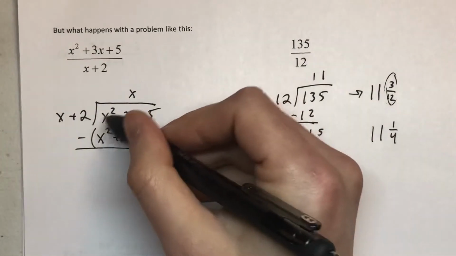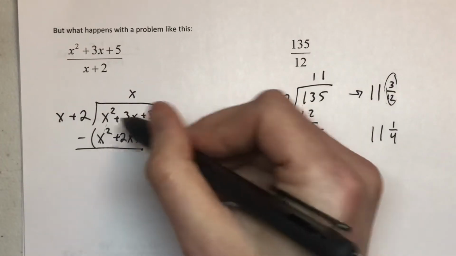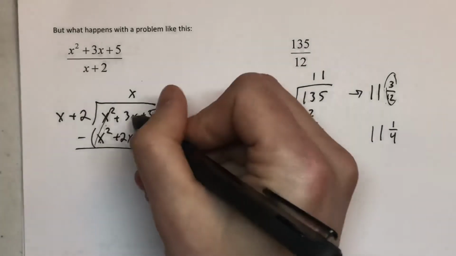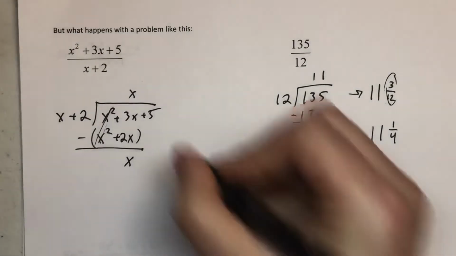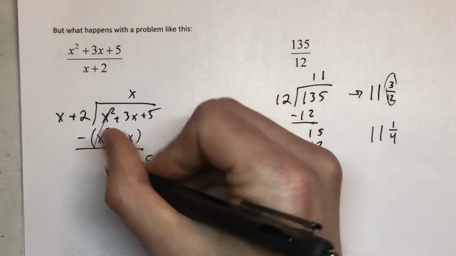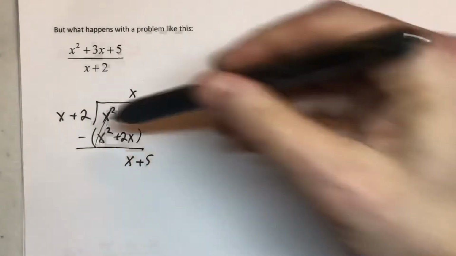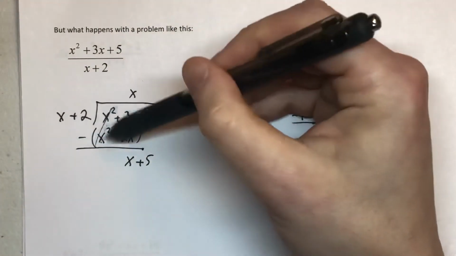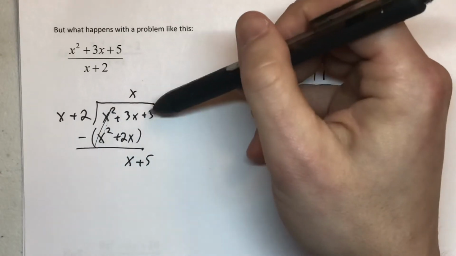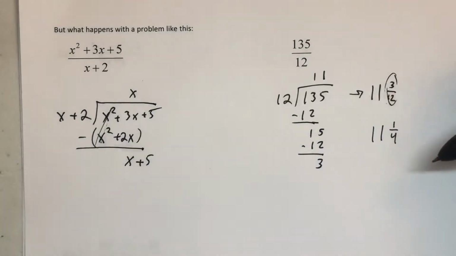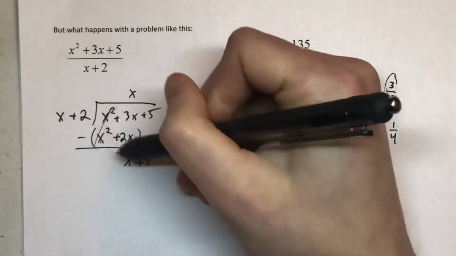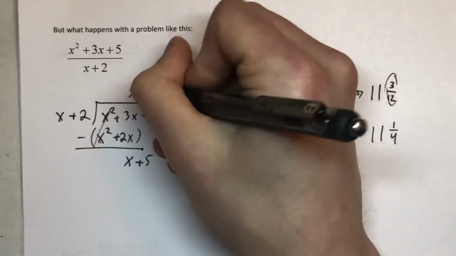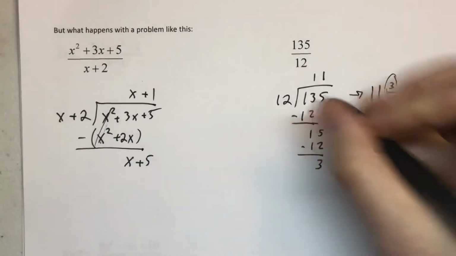Subtracting down both columns, x squared minus x squared is gone. That should always happen. And then 3x minus 2x is 1x. Bring down that 5, and that's one full cycle, right? First into first, multiply, subtract, bring down. That's a cycle. Start the cycle over. First into first. X times what is x? Well, that's just a 1. So, plus 1 up there.